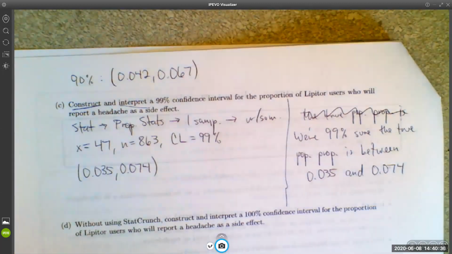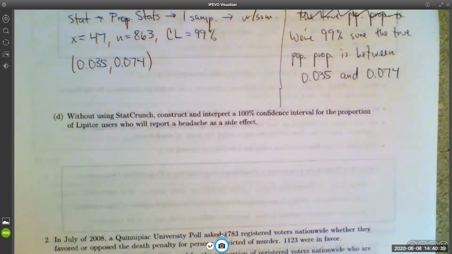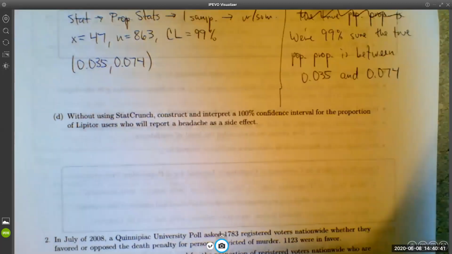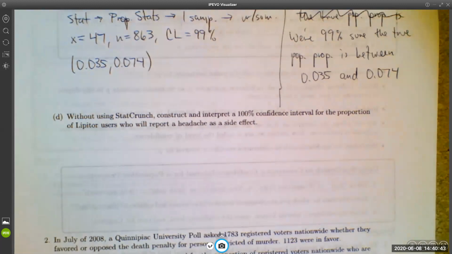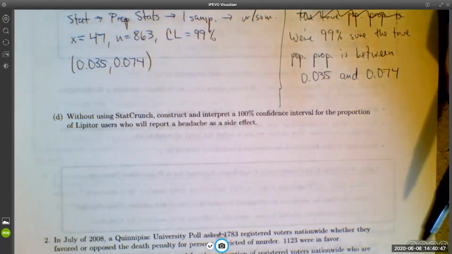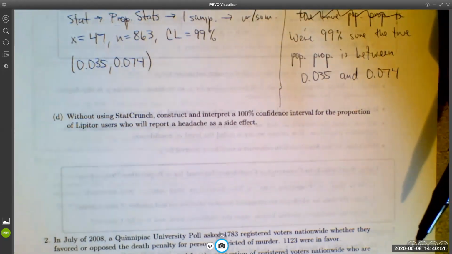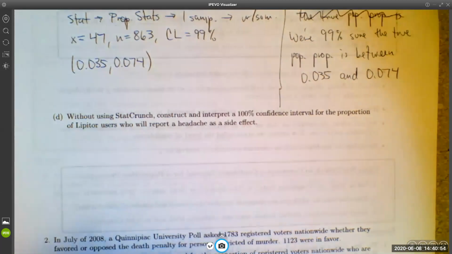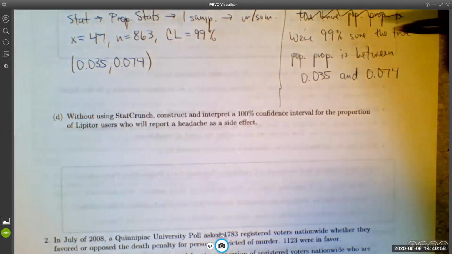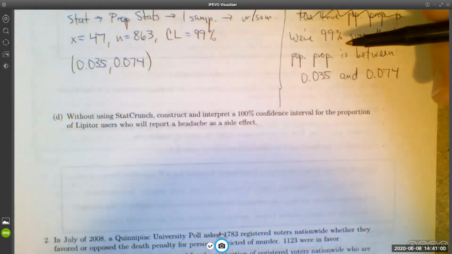Now, you can play around in StatCrunch a little bit, and StatCrunch won't let you compute a 100% confidence interval. There are mathematical reasons for that. But we can think about a 100% confidence interval. So this one says, without using StatCrunch, construct and interpret a 100% confidence interval for the proportion of Lipitor users who will report a headache as a side effect.